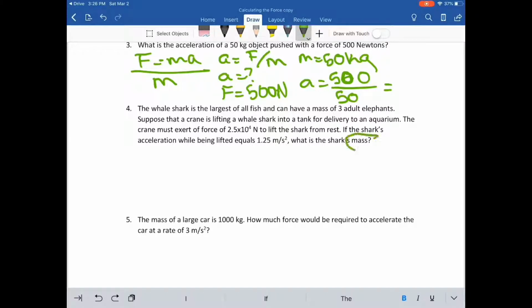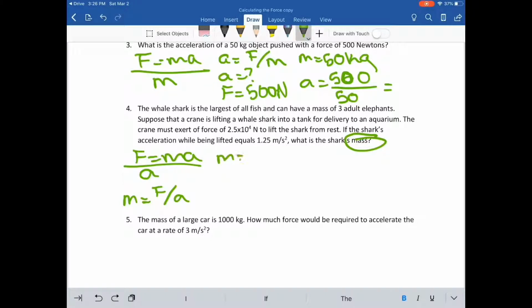So we're looking for mass. So let's rearrange our F equals ma equation for m. So divide both sides by a. And our equation is mass equals force divided by acceleration.